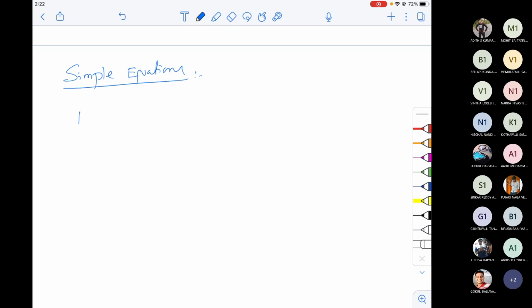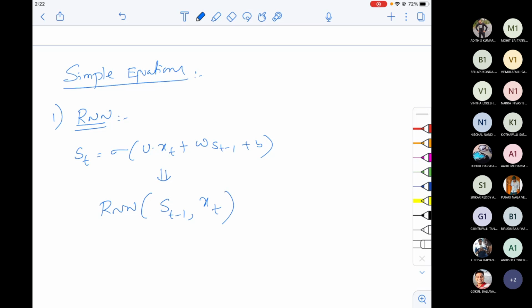For example, take the case of RNN. In the context of RNN, please remember these equations. At any state, the ST equation is basically sigma of U into XT plus W into ST minus 1 plus B. I don't want to write this equation every time. Maybe I can write it like this: RNN of ST minus 1, XT. That means for the RNN, these are the two inputs: the hidden state from the previous timestamp, ST minus 1, and the current input XT.